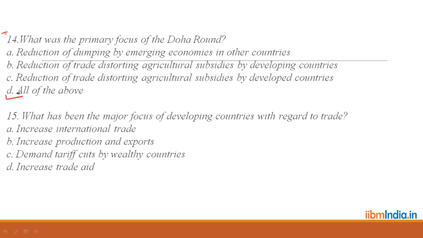The Doha round, which is actually running in the market also, started in 2001. The main objective of the Doha round was agriculture, promotion of agriculture subsidies, but was it for developed countries or developing countries? This is the matter of choice. So reduction of trade distorting agriculture subsidies by developed countries is the correct answer. Question 14, C is the correct answer.